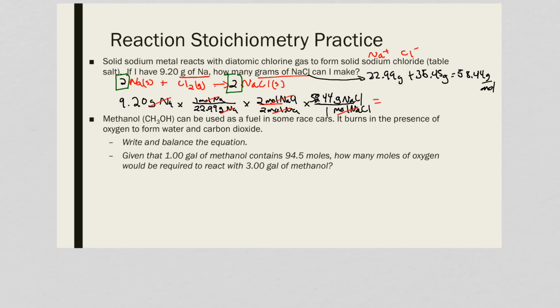And if we do that math, we simply plug in our 9.2 divided by 22.99 times 2 over 2, right? So that's really a ratio of 1, so I get times 2 divided by 2 times my molar mass of sodium chloride, 58.44. I can make 23.39 grams, but with significant figures, 3 of them, I can make 23.4 grams of sodium chloride.